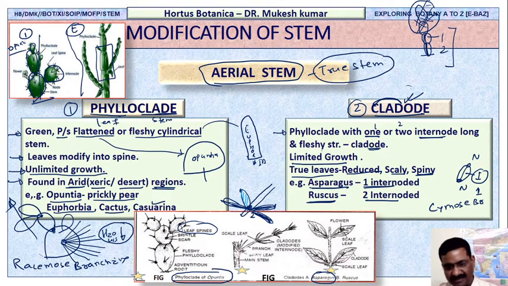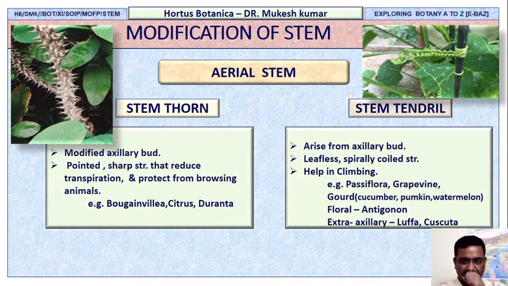Fine. Now next we have third one. This is the stem thorn. By name it is clear, thorn. So if there will be thorn, it will reduce the water loss. Fine. So what happened? Modified axillary bud is there. It is a pointed, sharp structure that reduces transpiration and protects from browsing animals like cows, buffaloes, isn't it?